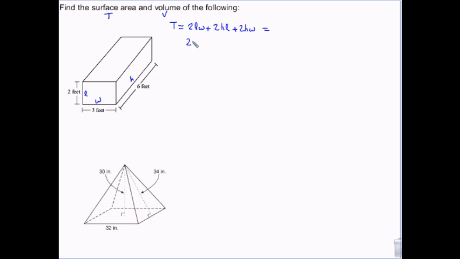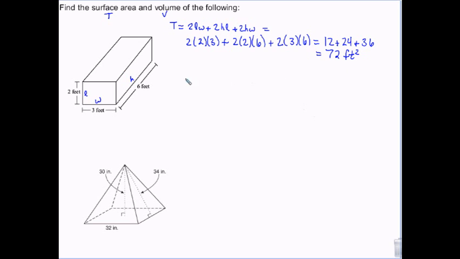So I'll do 2 times 2 times 3 plus 2 times 2 times 6 plus 2 times 3 times 6. So that gives me 2 times 6, which is 12. 2 times 12, which is 24, and 2 times 18, which is 36. 36 and 24 is 60 plus 12, so that's 72 square feet.